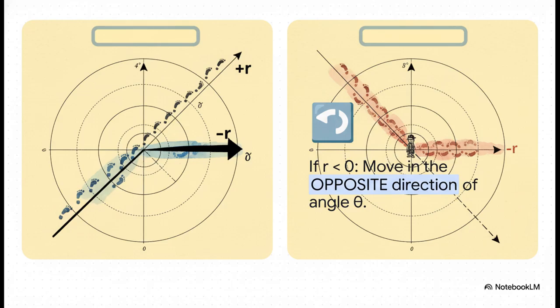If r is positive, it's easy. You just face the direction of your angle and you walk forward that many steps. But if r is negative, well, you still face the exact same direction your angle points, but you walk backward. You just move that distance in the complete opposite direction, 180 degrees the other way.